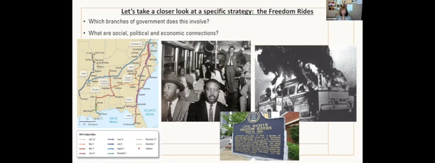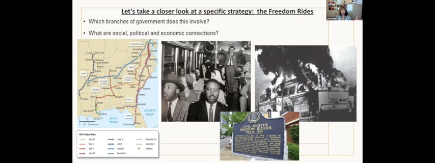So this is the Freedom Rides. And again, students have to understand which branch of government these different strategies are trying to push. Now, sometimes it's a bunch of branches of government. And sometimes it's local, it's state, it's federal. Sometimes you have local and state going against federal. The federal is trying to push local and state. So you really can get into these strategies looking at the branches of government and the division between state and local and the federal government.